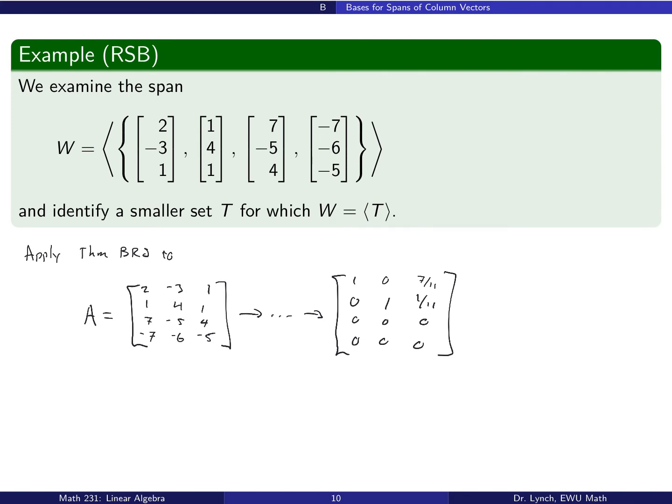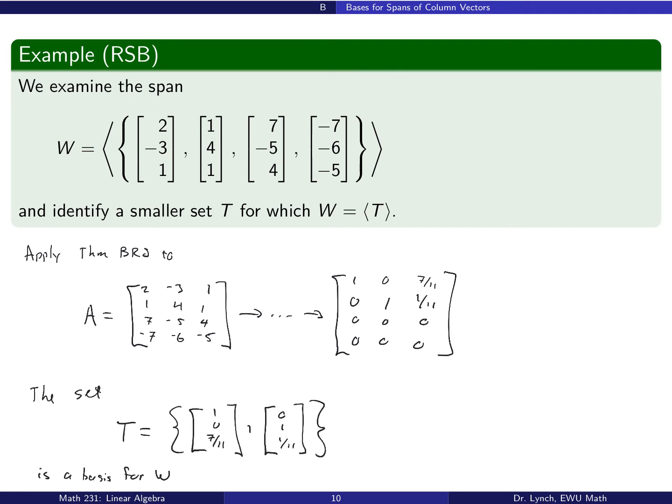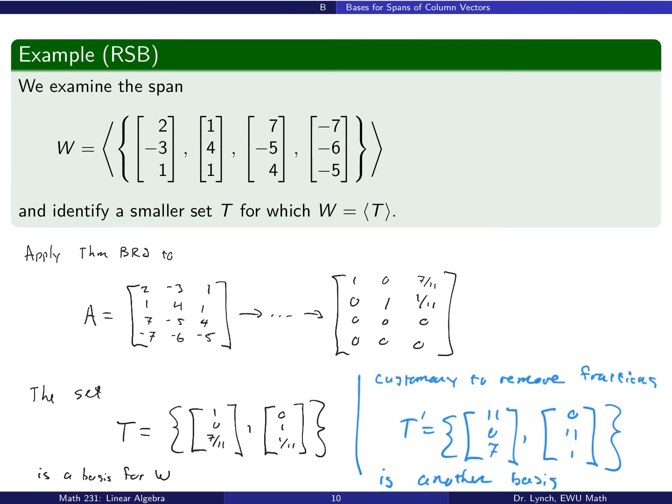These 2 vectors are linearly independent, and they have the same span as W. Okay, so this set 1, 0, 7/11 and 0, 1, 1/11 is a basis for W. Now, it's sort of customary to remove fractions, so you can always multiply through by a scalar, of course, and not change the span at all. Okay, so multiplying through the first vector by 11 and the second vector by 11 to remove fractions gives us another basis for W. I'll call it T prime.